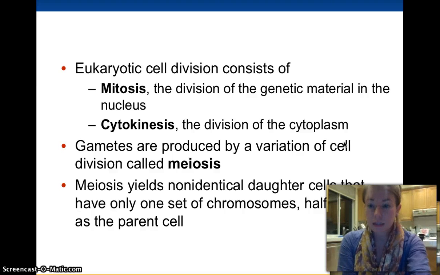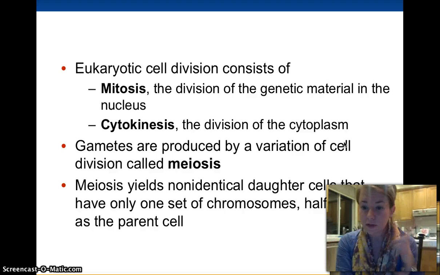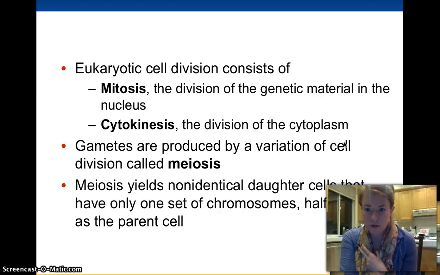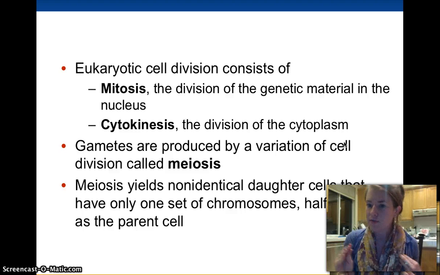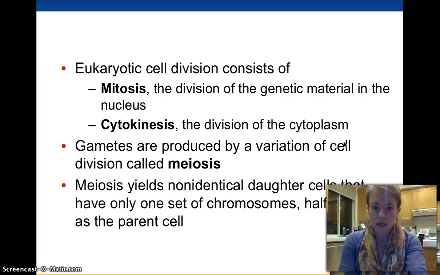So cell division consists of two parts, which might be different than what you have thought before. You probably thought cytokinesis was the last step of mitosis, but it's actually different. Mitosis is the division of the nucleus, and cytokinesis is the division of the cytoplasm. They happen simultaneously, but they're actually different processes, and we'll talk about that.